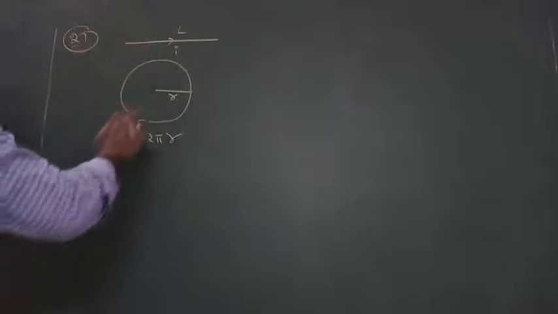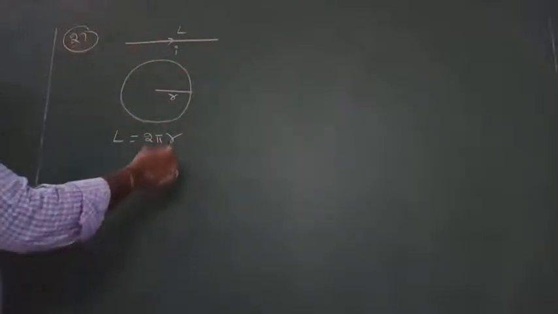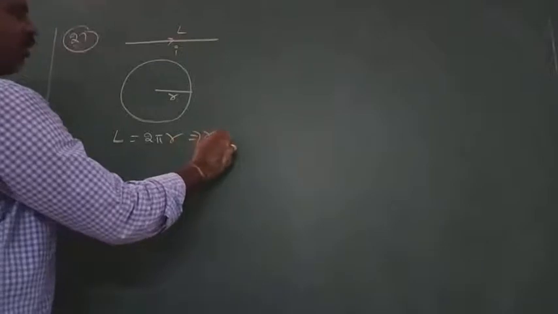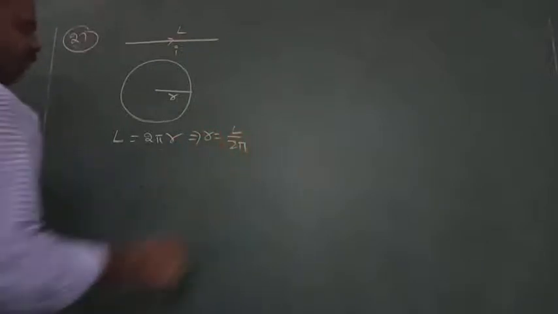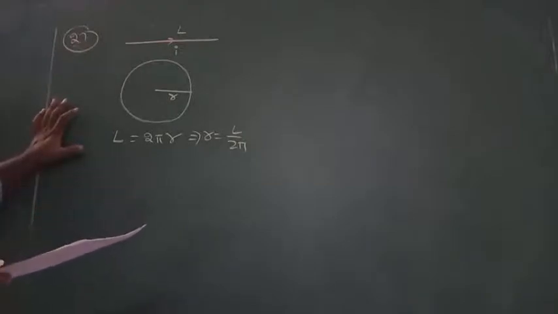Then that length is equal to the circumference. The circumference is equal to 2 pi r. Therefore r is equal to L by 2 pi. The radius of this circle is equal to L by 2 pi.